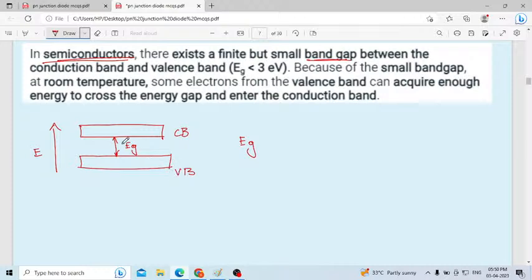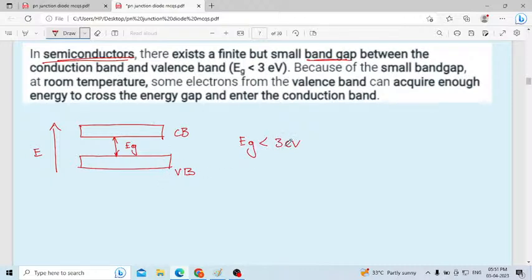Then here you can observe a gap between the conduction band and valence band. Here the gap will be less than 3 electron volt. This will be in the case of a semiconductor. That one you have to remember. In the case of a semiconductor, the energy gap between the conduction band and valence band will be less than 3 electron volt.